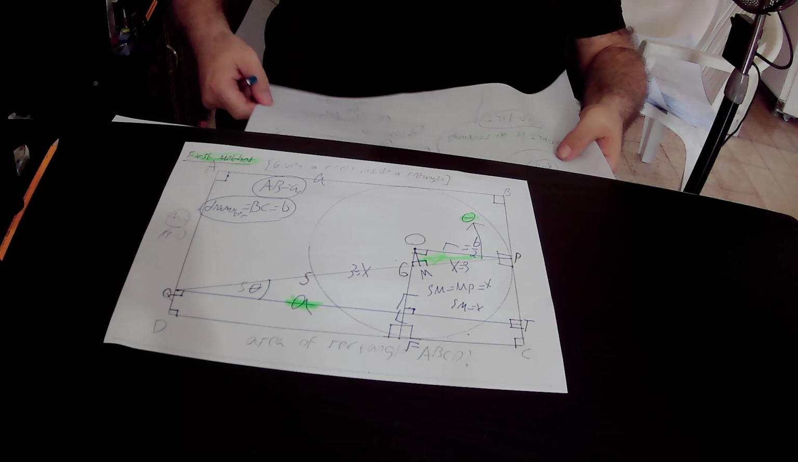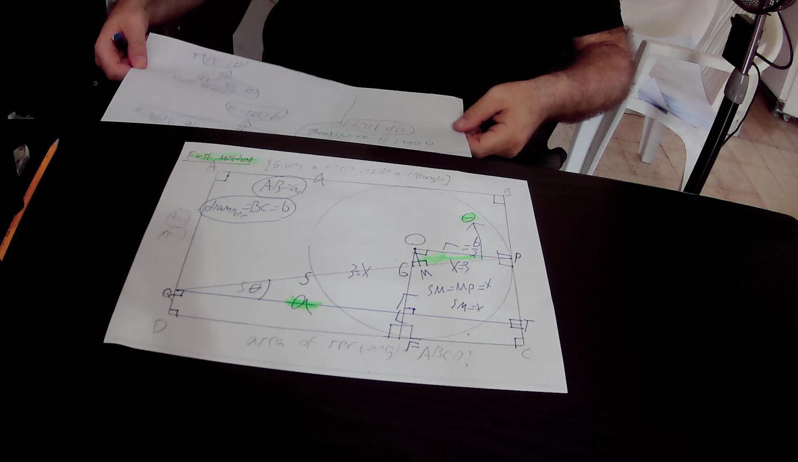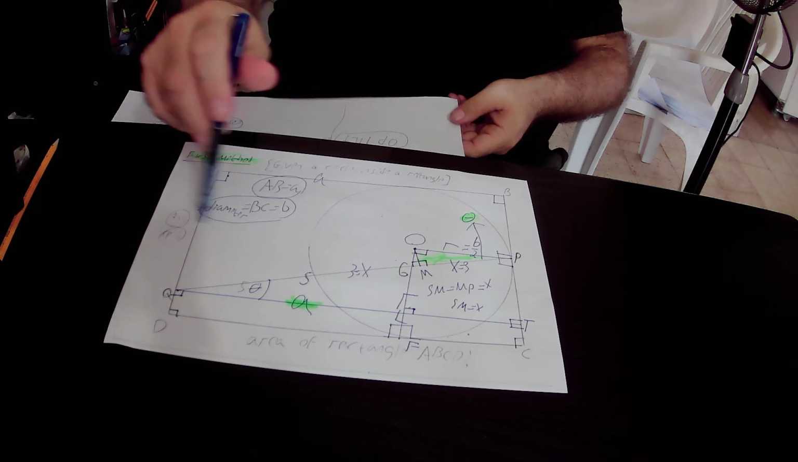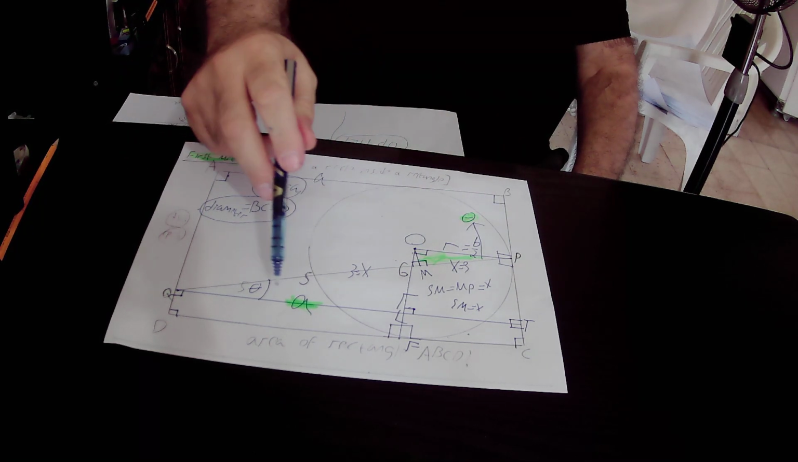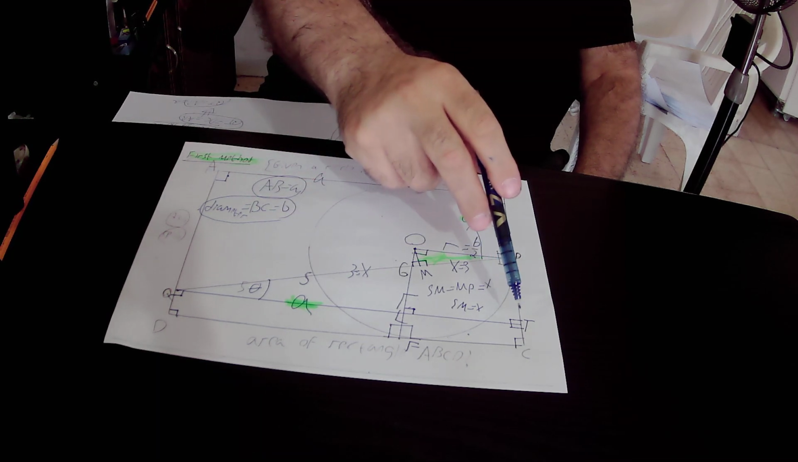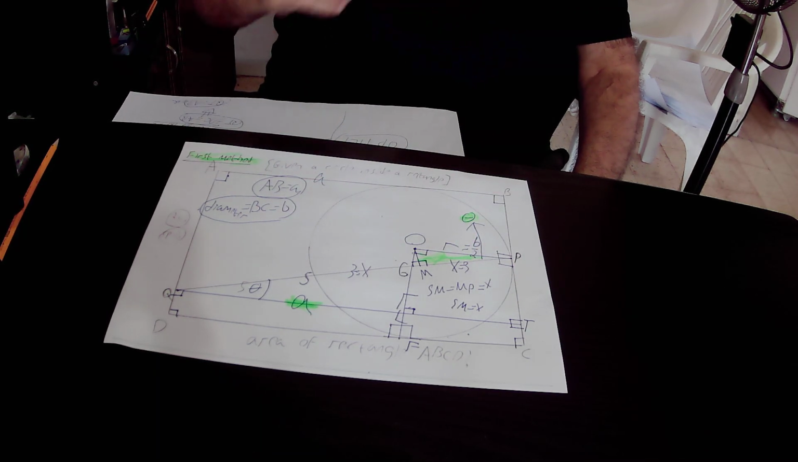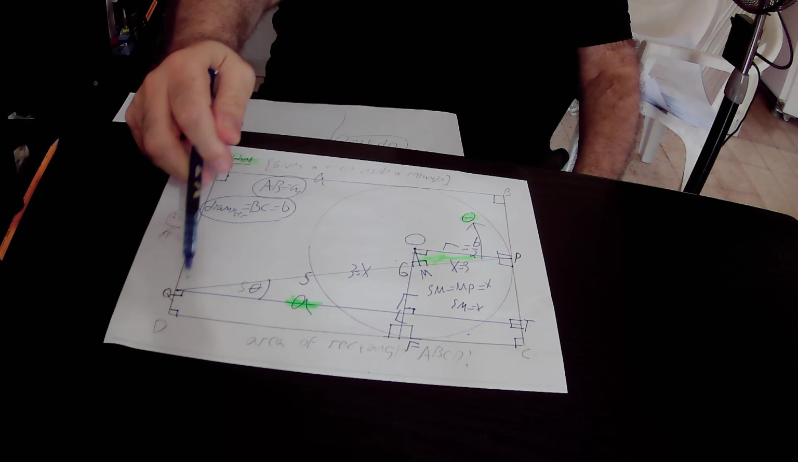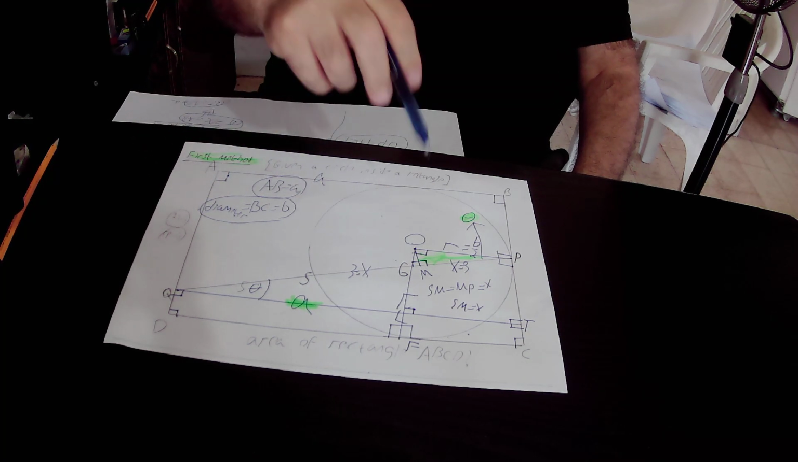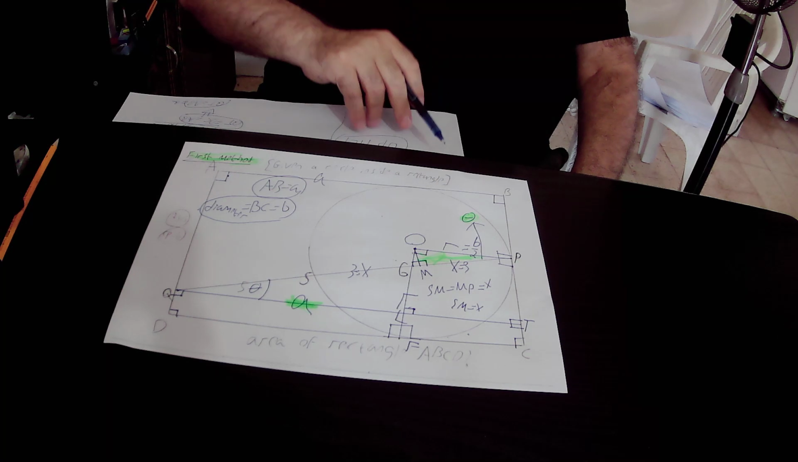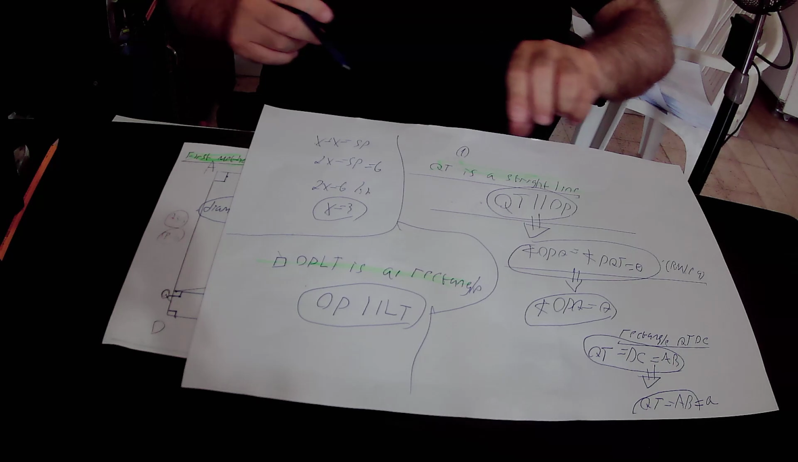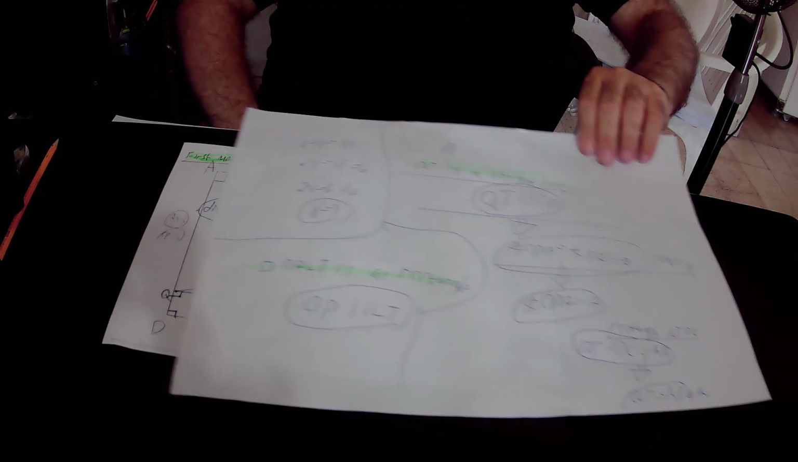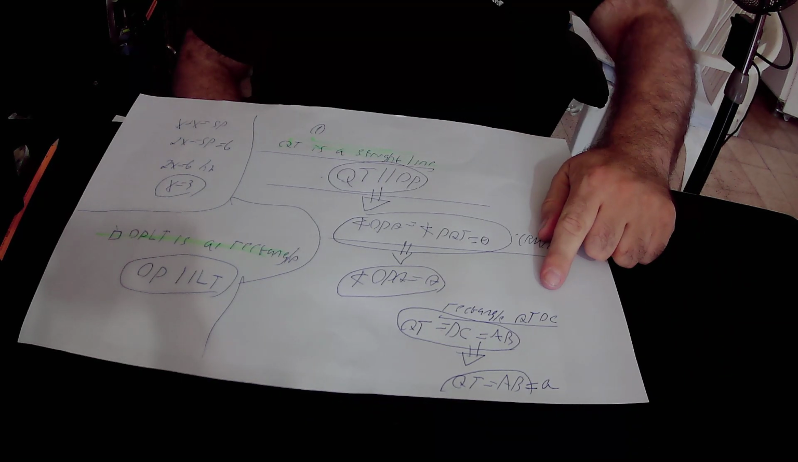Then we focused on quadrilateral QTDC. Inside quadrilateral QTDC, we have 1, 2, 3 right angles. Therefore, the fourth angle must also be a right angle. Any quadrilateral that has 4 right angles must be at least a rectangle. So here, quadrilateral QTDC is a rectangle.